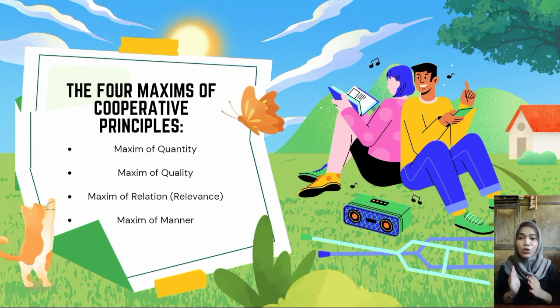The third one is the maxim of relation, or we can say relevance. Here, ensure your contributions are relevant to the topic of the conversation. The fourth one is the maxim of manner. Here, you need to be clear, concise, and orderly in your communication. Avoid ambiguity and unnecessary complexity.